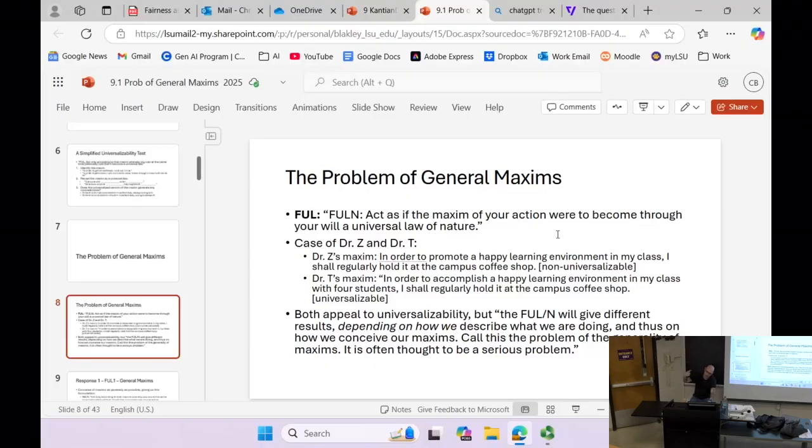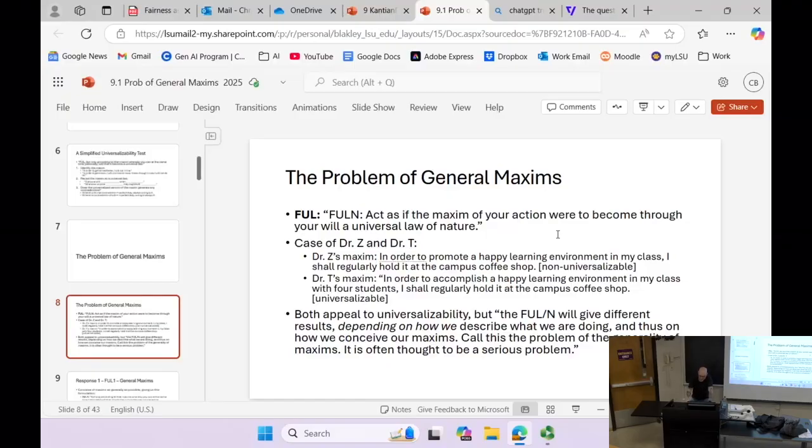And then as they go through the different interpretations, they arrive at what they think is the best understanding of that formula, right? So we've got two doctors, and they're going to appeal to universalizability. Two professors here. Dr. Z's maxim is, in order to promote a happy learning environment in my class, I shall regularly hold it at the campus coffee shop. That looks like a non-universalizable one. Everybody couldn't do that. There wouldn't be enough room. And then Dr. T's maxim, in order to accomplish a happy learning environment in my class with four students, I shall regularly hold it at the campus coffee shop.